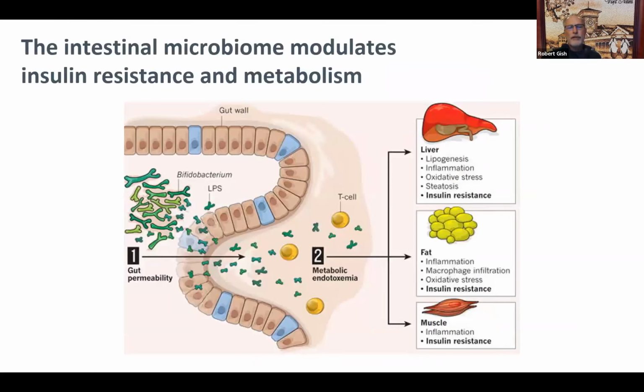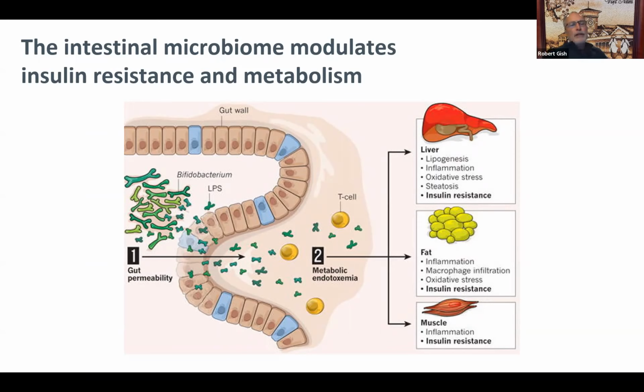The biome is directly involved with leaky gut, tight junctions, endotoxin release. This metabolic endotoxemia is terrible, driven by different bad bacteria. On this one, they're highlighting bifidobacterium. But this endotoxemia, these bacterial translocations interfere with T cell activity, go to the liver, cause lipogenesis, drive inflammation, oxidative injury, insulin resistance, and also do that in the fat and the muscle.